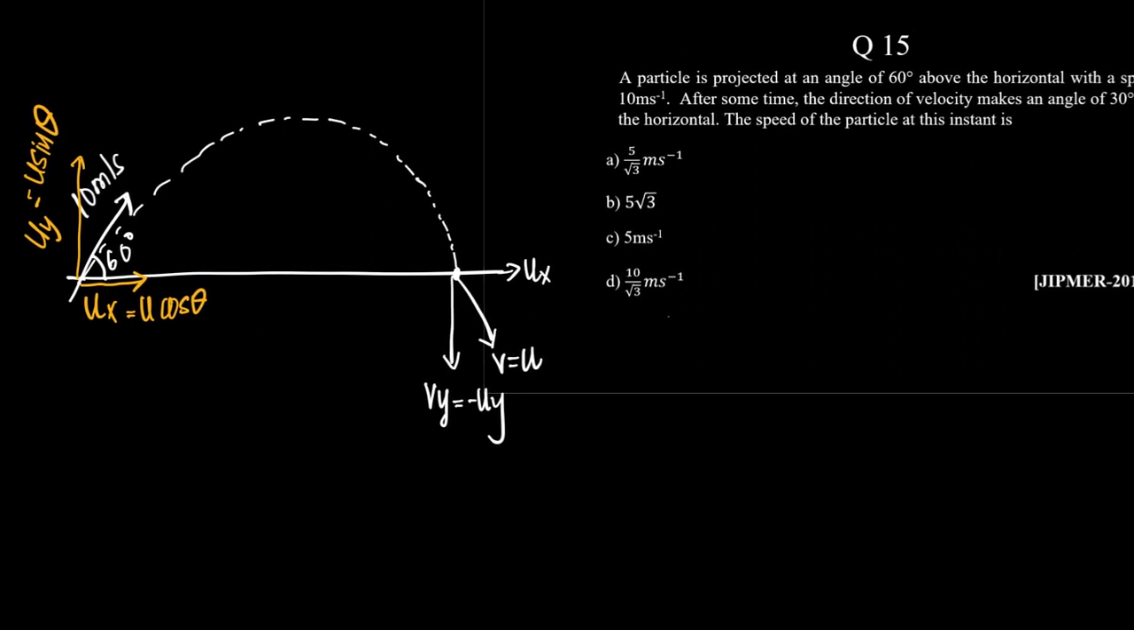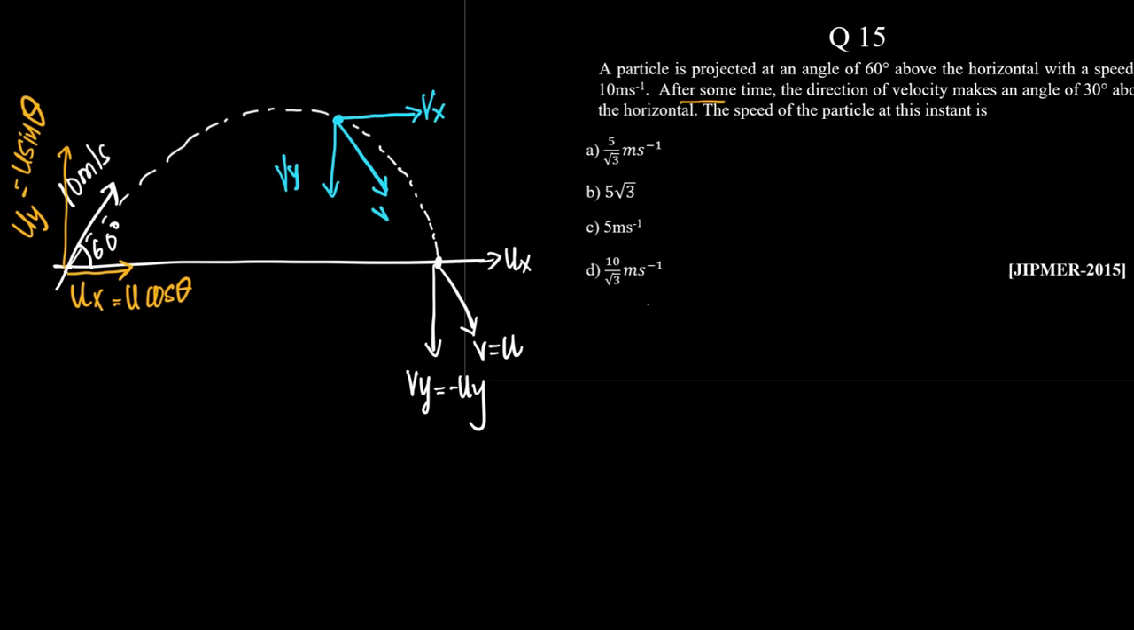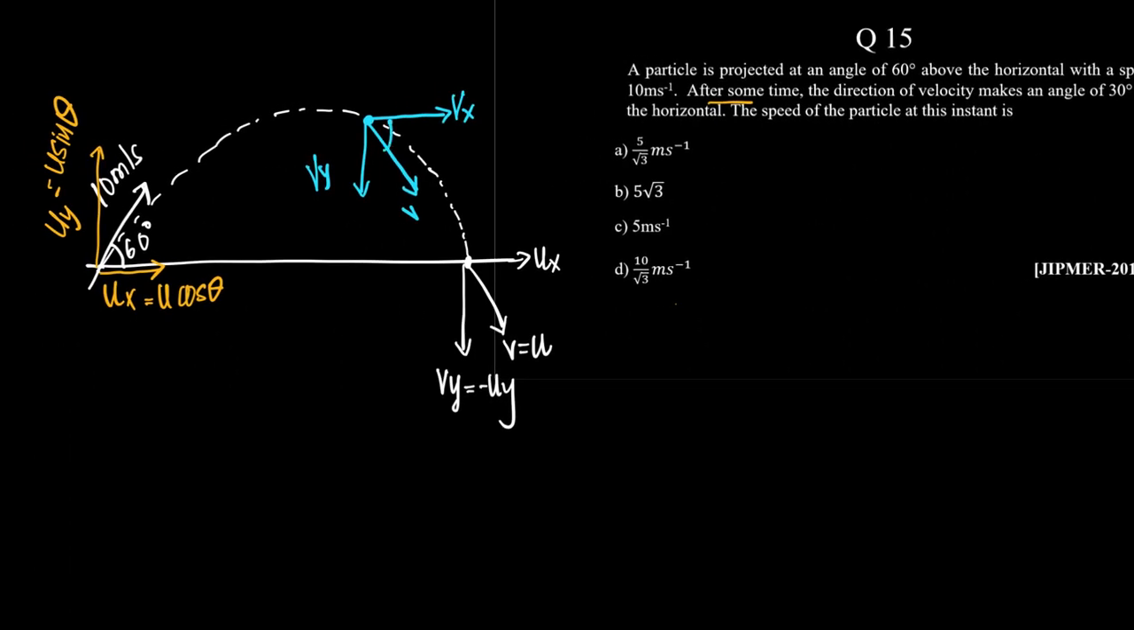So now the question says, after some time, let us say here, the velocity can be resolved into vx and vy, and the net velocity is v. Okay, and it makes an angle 30 degree above the horizontal, so this angle is 30 degree, right?